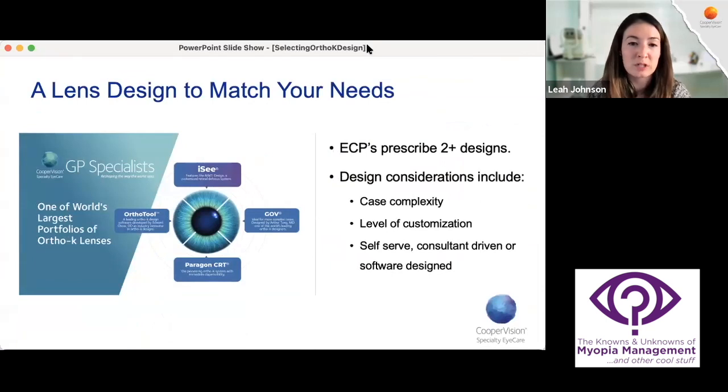So I want to share with you today why CooperVision Specialty Eye Care is your partner to help you build and grow your ortho-k practice. Whether you're just starting out or you've been practicing myopia management for years, there are 3 parts to growing your ortho-k practice. Starting with the first one, you need to select the right products, the right training and education, and the right practice management materials to share with your patients.